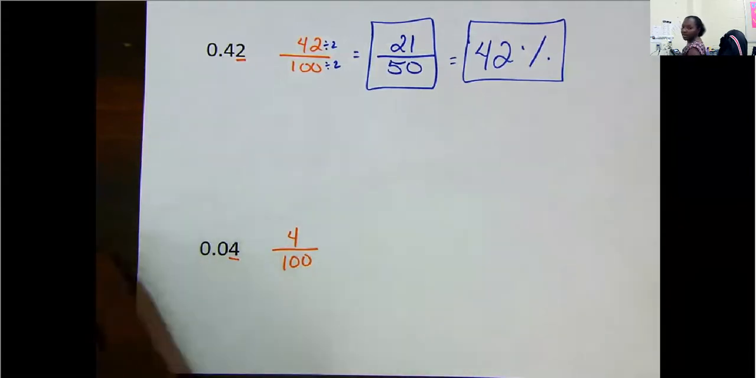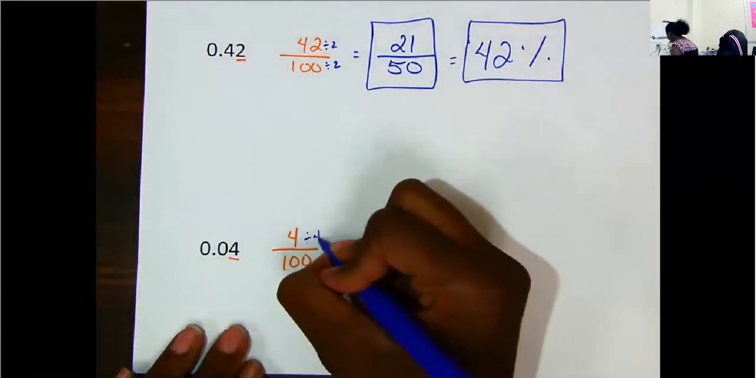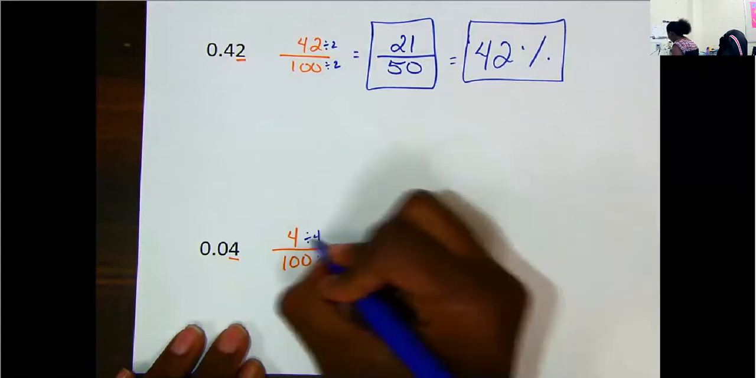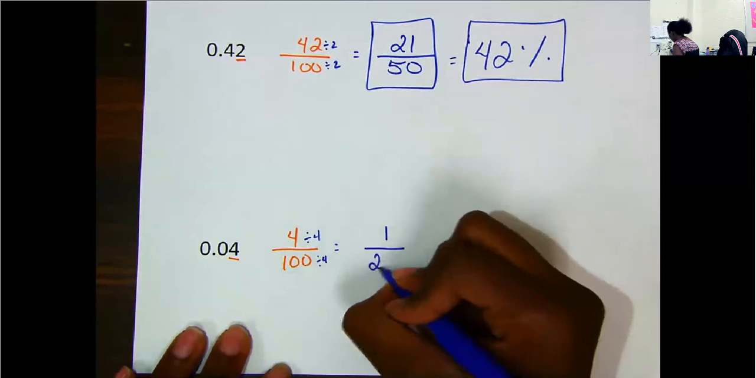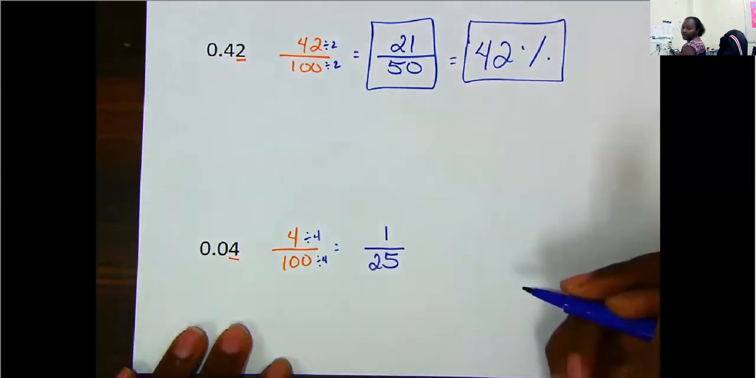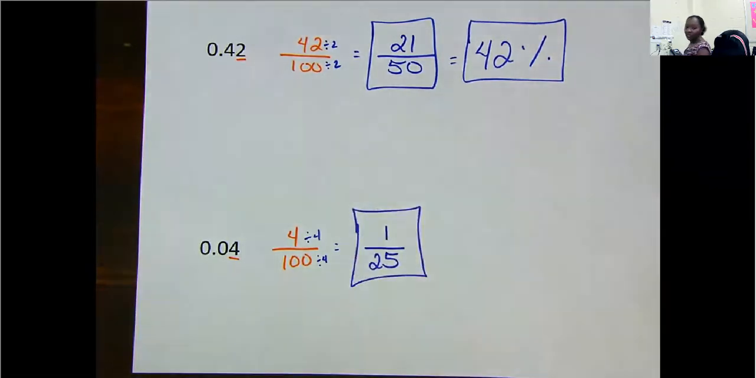Now I'm going to see about simplifying it. They are both even. 4 and 100 are both even numbers, so I can definitely do 2, but they both share 4 as well. So I'm going to divide both of them by 4. 4 divided by 4 will give me 1. 100 divided by 4 will give me 25. So my simplified fraction is 1/25.